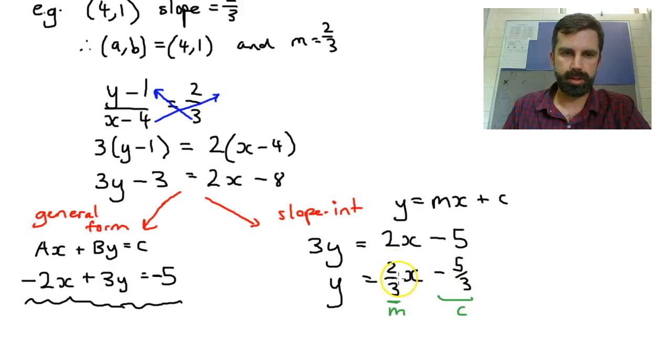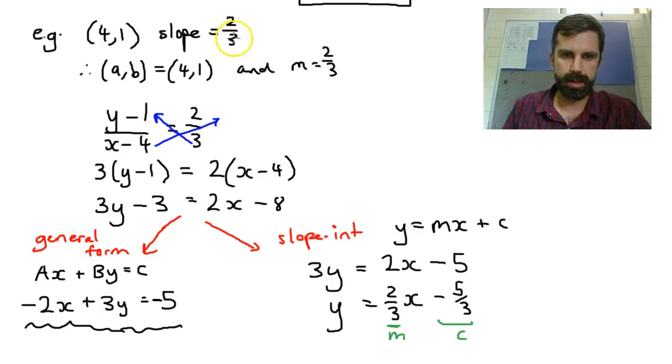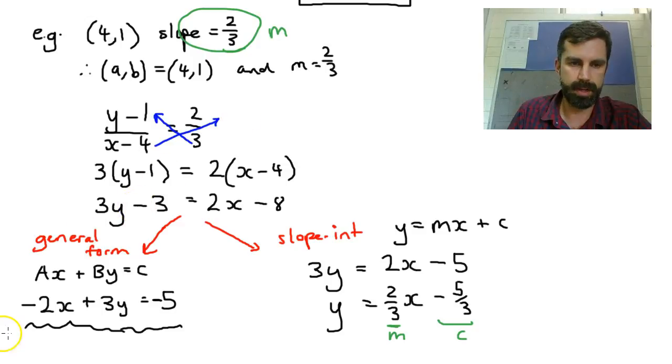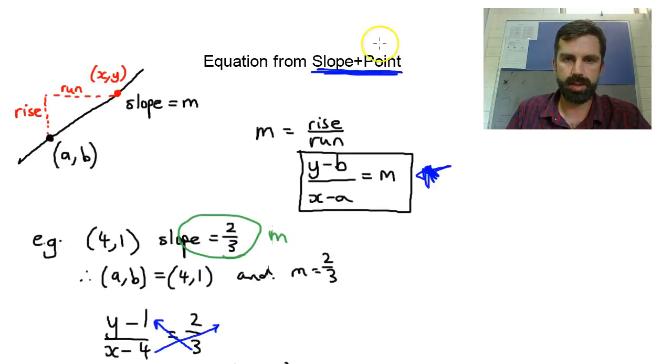Now just to verify this, if m is 2/3, going back to what we started with, that's good because the slope is 2/3. That's what we started with, so we know that that's right. Okay, hope that helps. So anytime, remember, anytime you have the slope, which is m, and a point called A, B, go to this equation, okay?